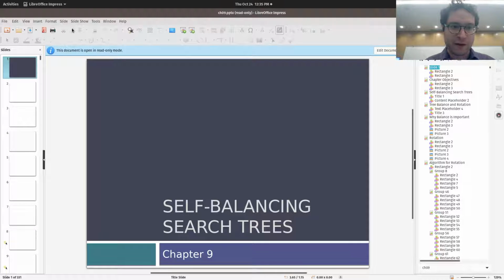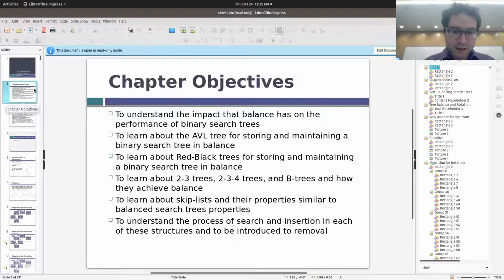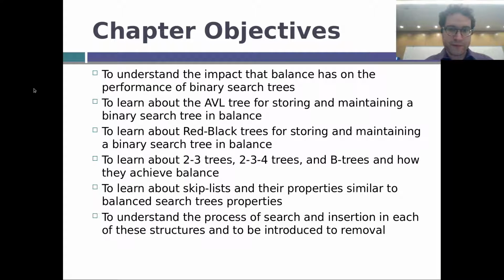All right, self-balancing trees. So basically, we learned that binary search trees have a log n search time, but that's on average. Worst case for binary search trees is that they're O of n. And so self-balancing search trees are trees that enforce a log n runtime.